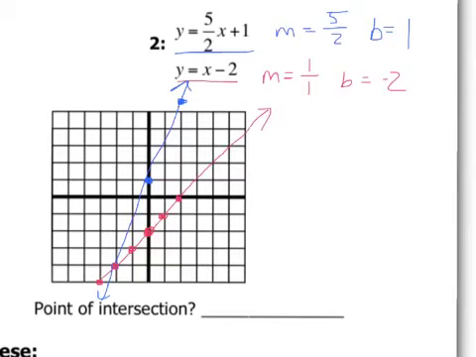So there's my line. And then my point of intersection, the point that makes both of them true, is left 1, 2, down 1, 2, 3, 4. So negative 2, negative 4 would be my point of intersection. Okay?